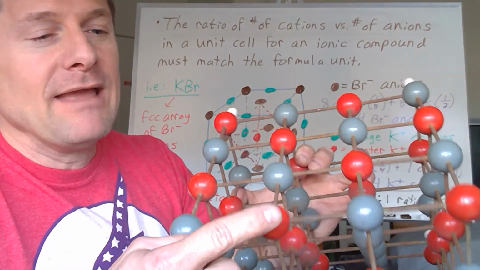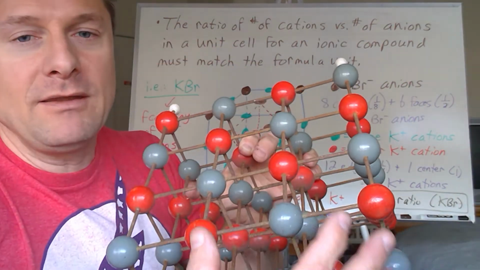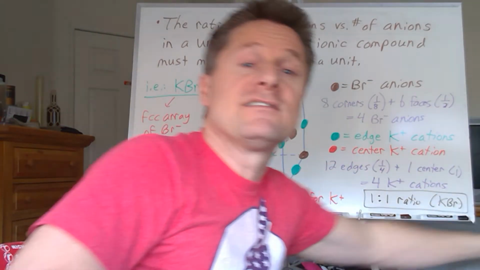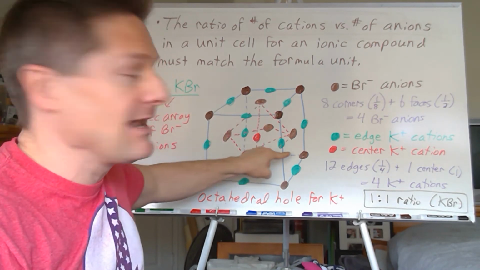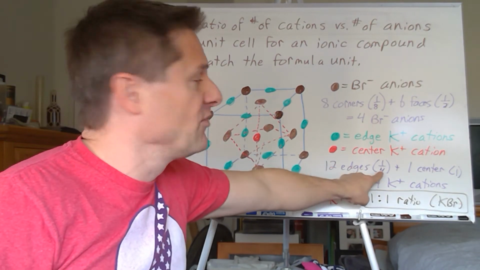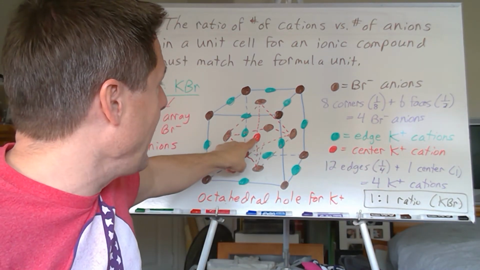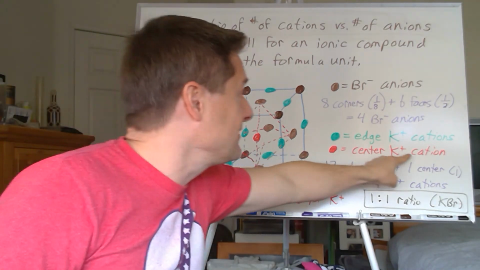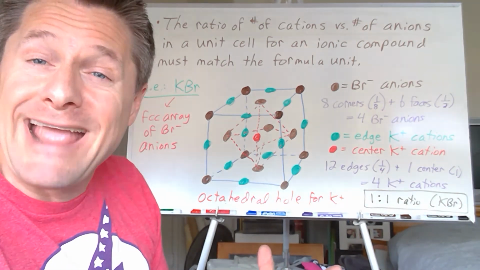But anyway, if you've got an edge one like this, right? So you've got this one, you have another one on top, one on bottom. So that's shared by 4 unit cells. So if I've got 12 edges times 1/4 each, that'd be 3 total atoms. Plus you've got, I did in red, the center one in the octahedral hole, in the center of that unit cell counts as 1. So 3 plus 1 would be 4. So there's 4 potassium cations in there.